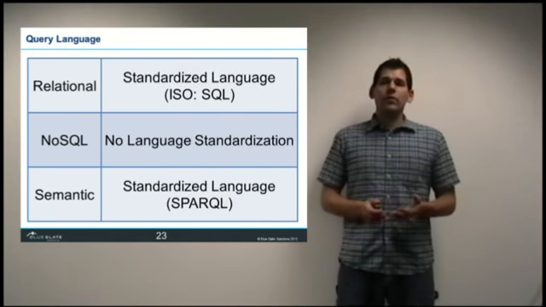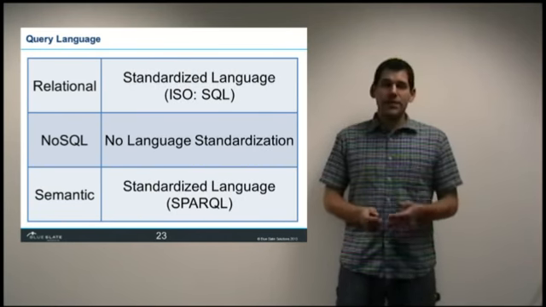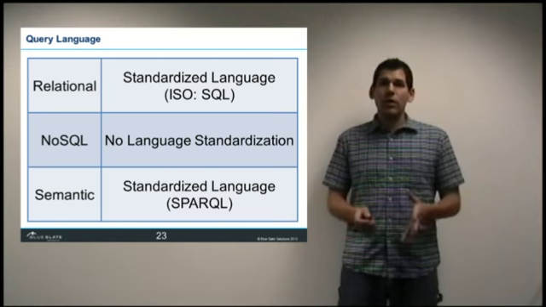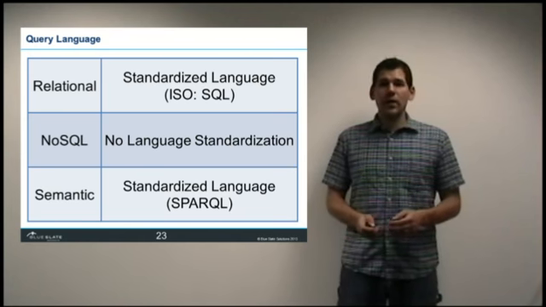On the query language, relational uses SQL. We've all used it, we know about it. It's great in that it's a standardized language. There's offshoots, but you can use ANSI SQL in any of the relational databases out there.